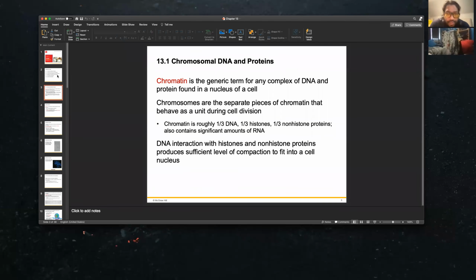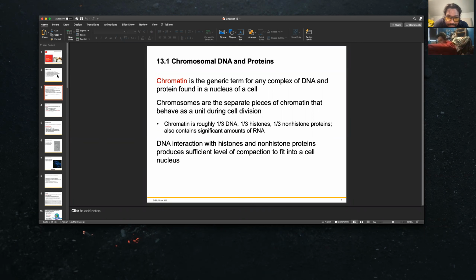All right, so chromatin. Yeah, it's a generic term for any complex of DNA. We're going to look at euchromatin and heterochromatin later. Chromosomes are the separate pieces of chromatin that behave as a unit during cell division. Chromatin is roughly 1/3 DNA, 1/3 histone.